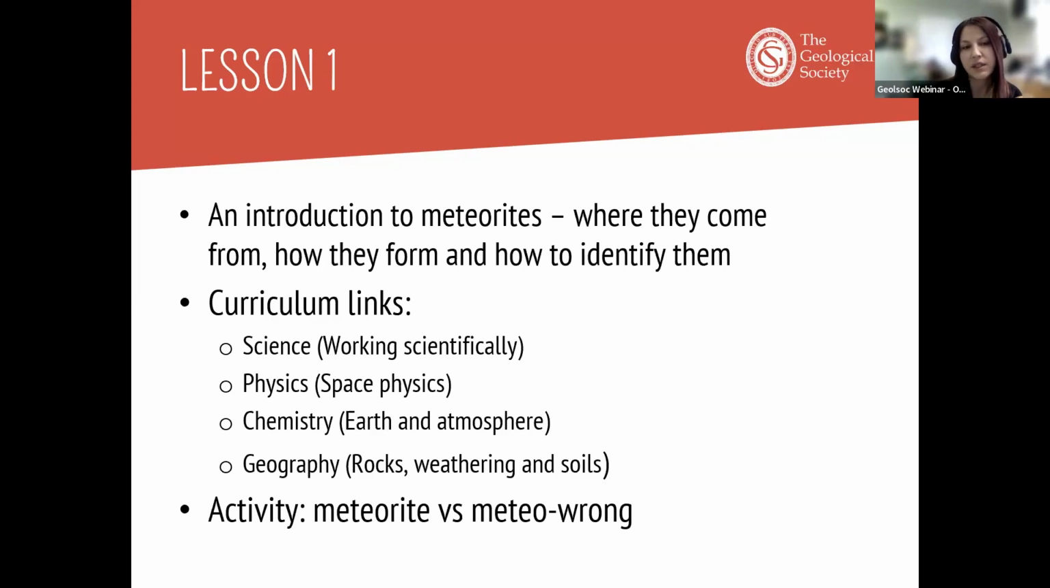And the main activity, which we recommend happens around halfway through the lesson, is a meteorite versus meteorwrong, pun very much intended, in which there are six rock samples, and they go around each station, they make some rock observations, and then they have this checklist with what a meteorite usually looks like. They just have to say yes, no, or maybe based on their observations, and then they can hopefully determine if something is or isn't a meteorite.